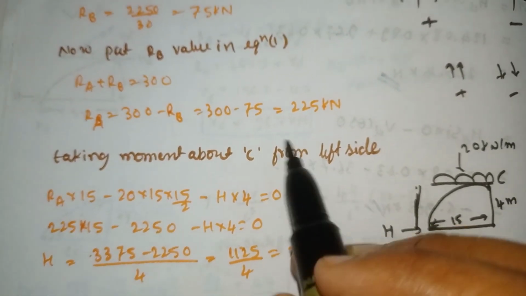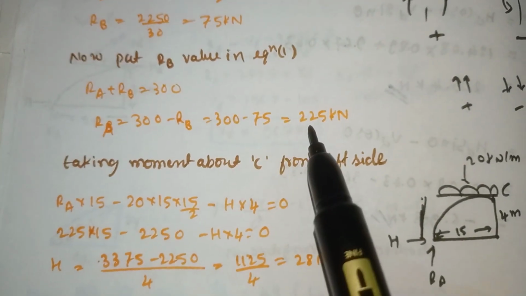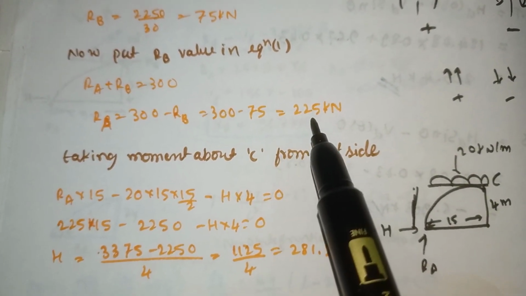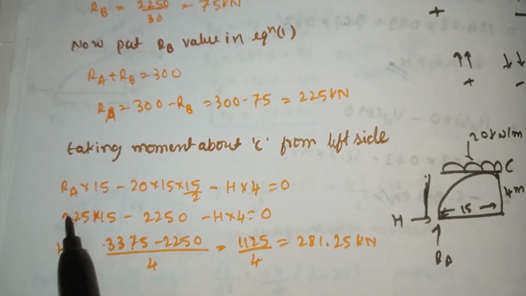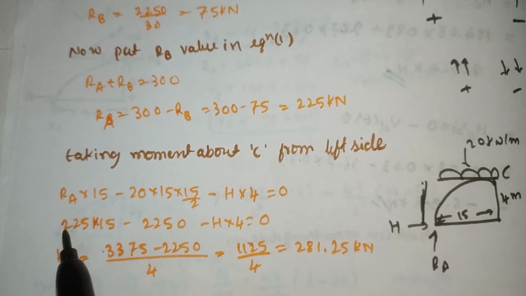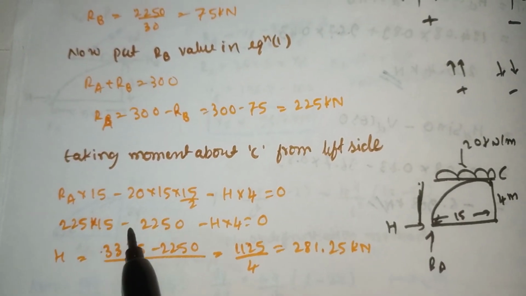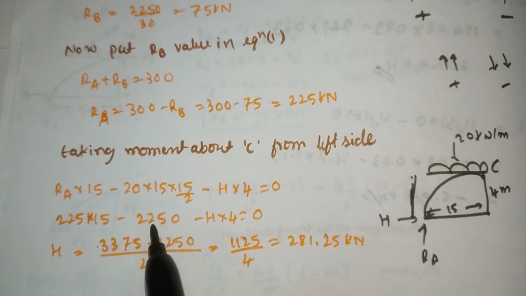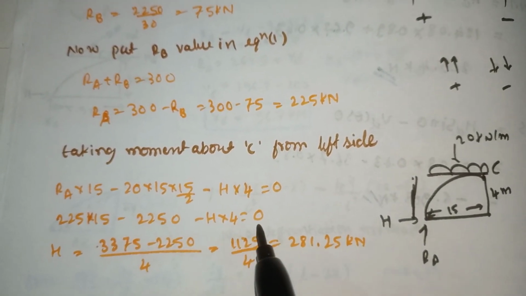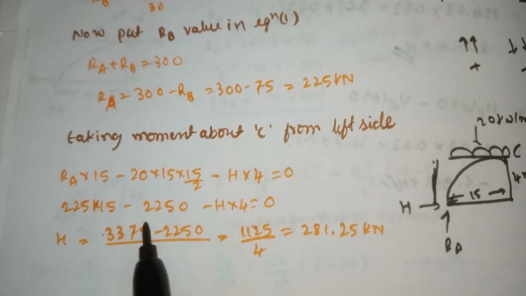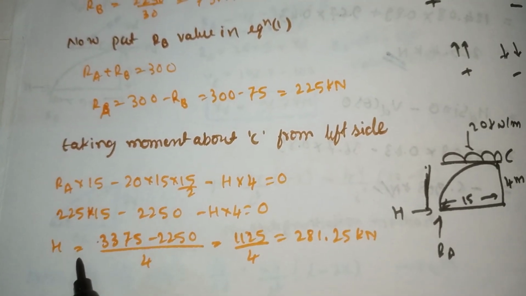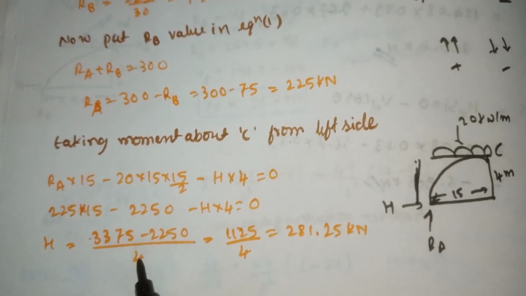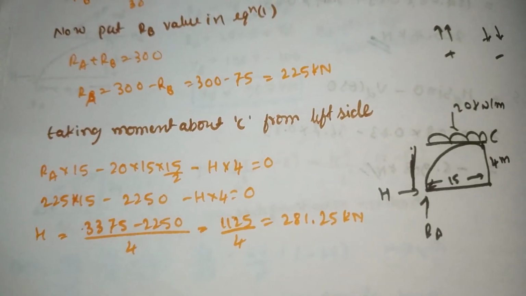So the RA value we got was 225. I have substituted 225 into 15, minus, and simplified this, it will come out as 3375 minus H into 4. So now I have rearranged this and calculated H.